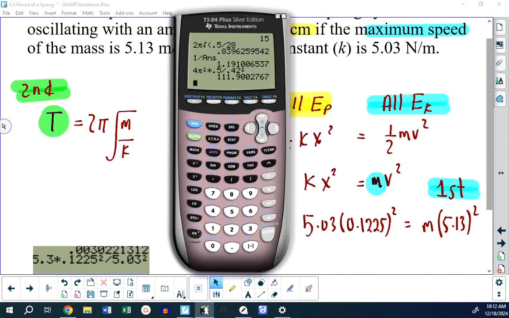So let's all calculate that mass, 5.03 times 0.1225 squared, and I need to divide by 5.13 squared. I didn't check my units. Those are all standard units. Yep, they are now. So I get this for a mass. Anybody else get that for a mass? So it's a little bit more than 2 grams. It's a tiny little mass. But that's the mass.